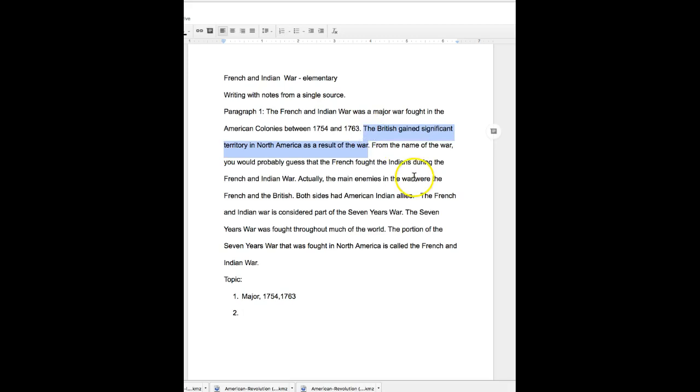And so what happens? So, second sentence: British gained territory. So it was the war. British gained land, if we like that instead of territory. Then number 3.